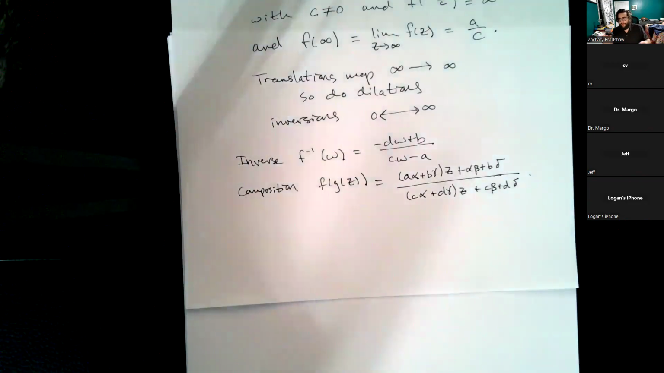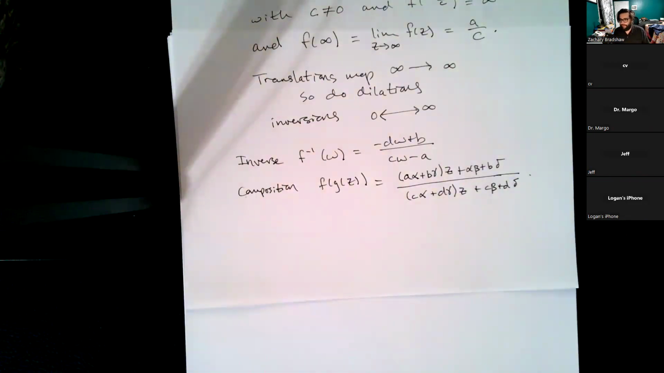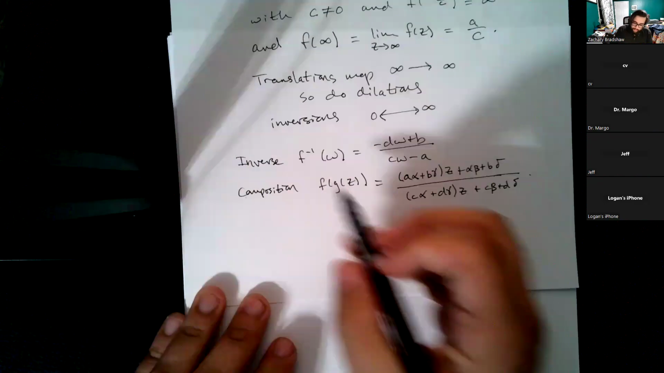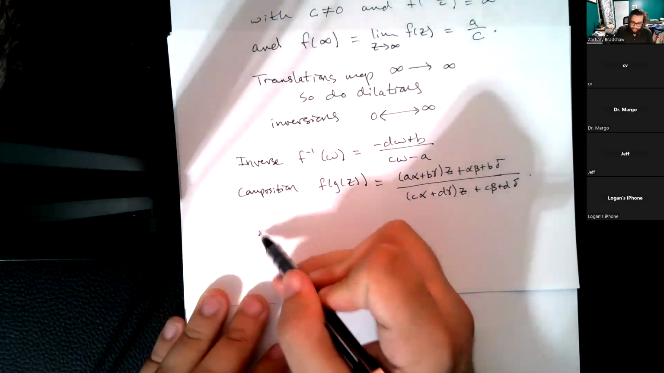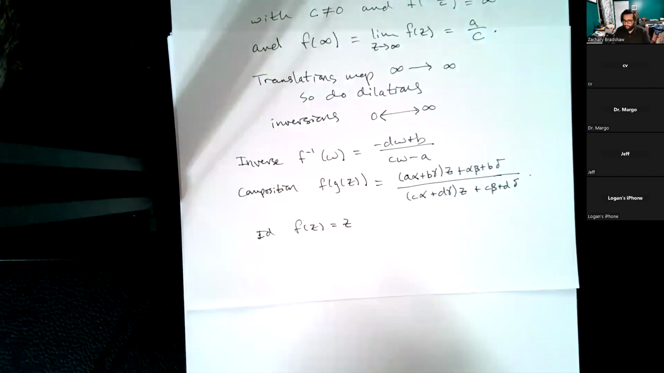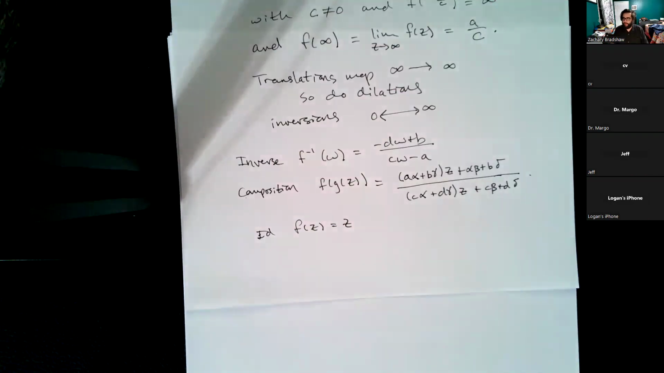Okay, so if you compose these things and you do all the tedious simplifying, then this is what you get. Right? And moreover, we have an identity element, just f of z equals z. That's a Mobius transformation, with a equals 1, d equals 1, b equals c equals 0. Also, composition of functions is associative, that's a given. So what we have here is a group.